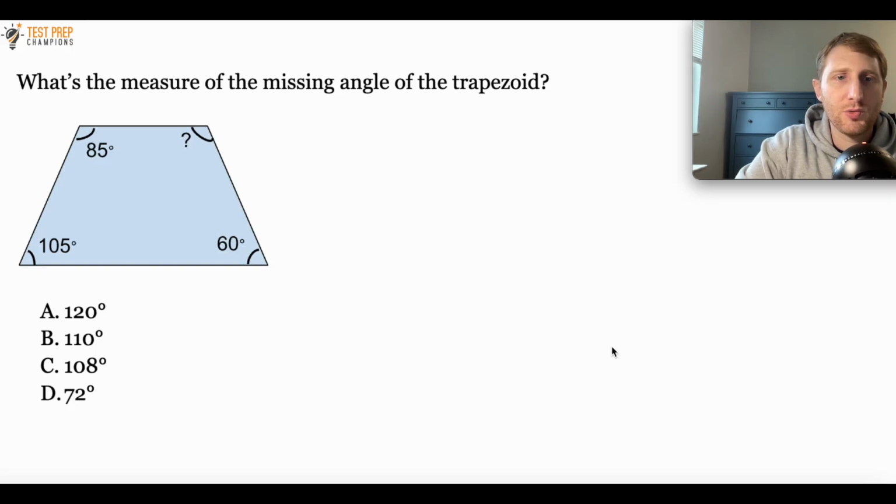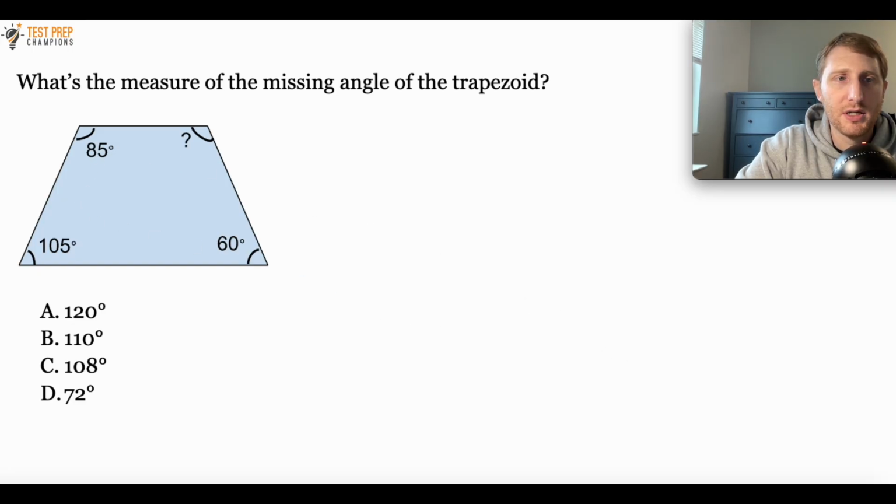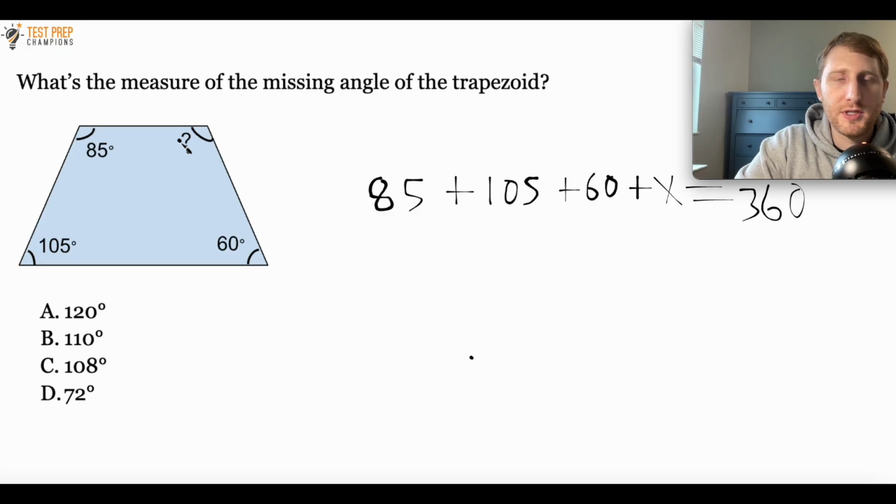Okay, so the key to getting this question right is recognizing that a trapezoid is a four-sided plane figure. Now, for a four-sided plane figure, the internal angles add up to 360 degrees. So let's write an equation here. I can write 85 plus 105 plus 60 plus x equals 360. For this angle here, the missing angle, I just wrote x because we don't know what it is. So remember, the key here is recognizing that a trapezoid is a four-sided plane figure, and that for a four-sided plane figure, the internal angles add up to be 360 degrees.